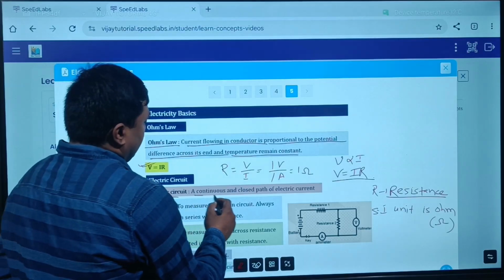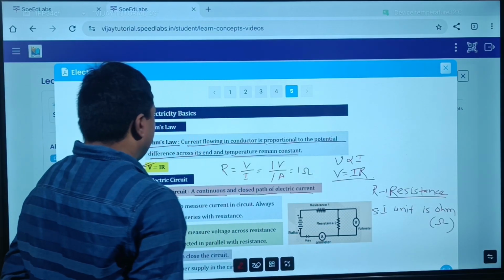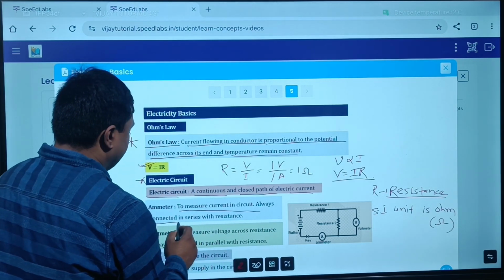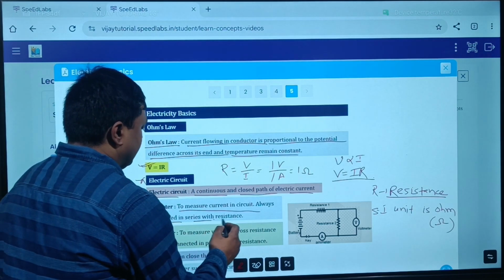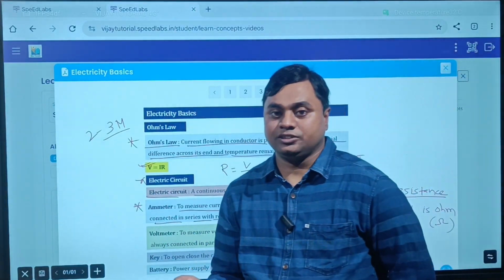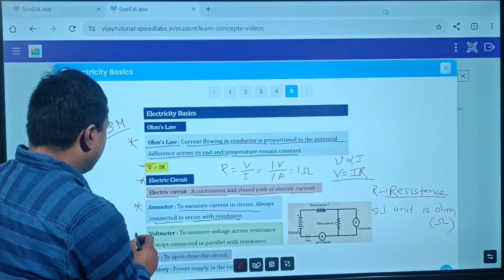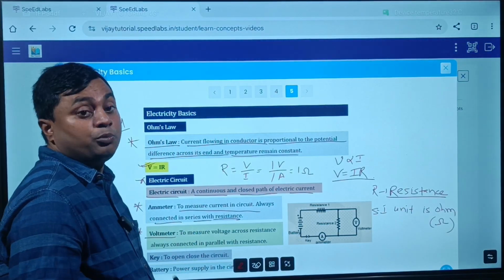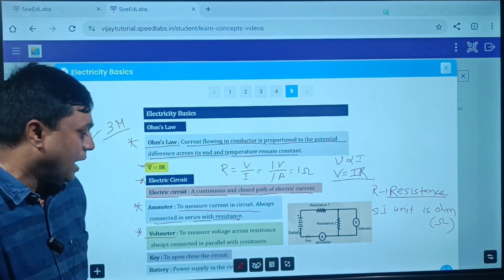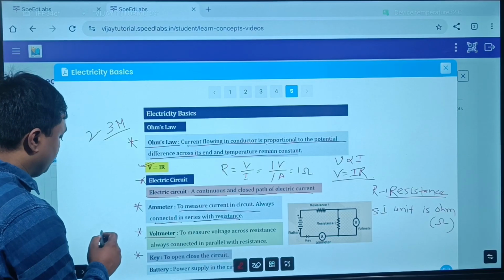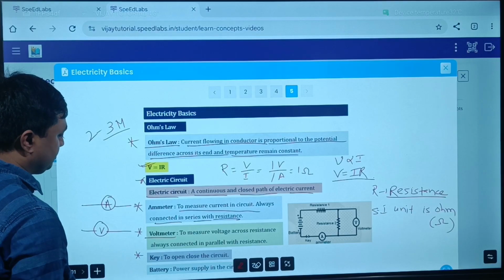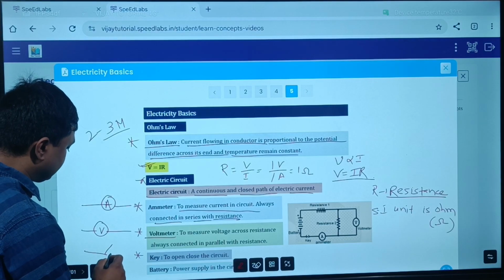Electric circuit: the continuous and closed path of the electric current is called an electric circuit. Ammeter, to measure the current in the circuit, is always connected in series with a resistance. So ammeter is a device which is used to measure the current. It is always connected in series. Whereas voltmeter is a device which is used to measure the potential difference or voltage, and it is always connected in parallel. So voltmeter symbol is like this, ammeter symbol is like this, key symbol is like this.